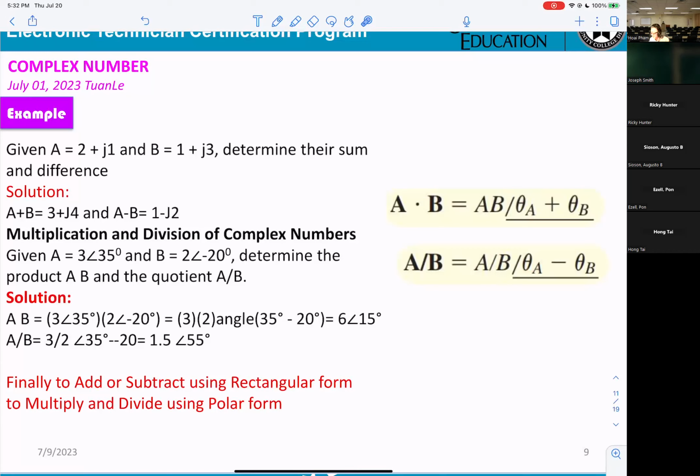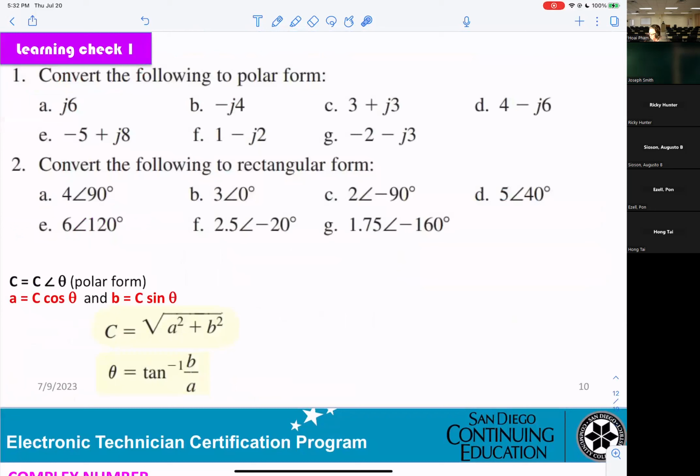If you want to add or subtract, use rectangular form. If you want to multiply and divide, use polar. Okay, now you can do it for me. I want to see how many students can understand.